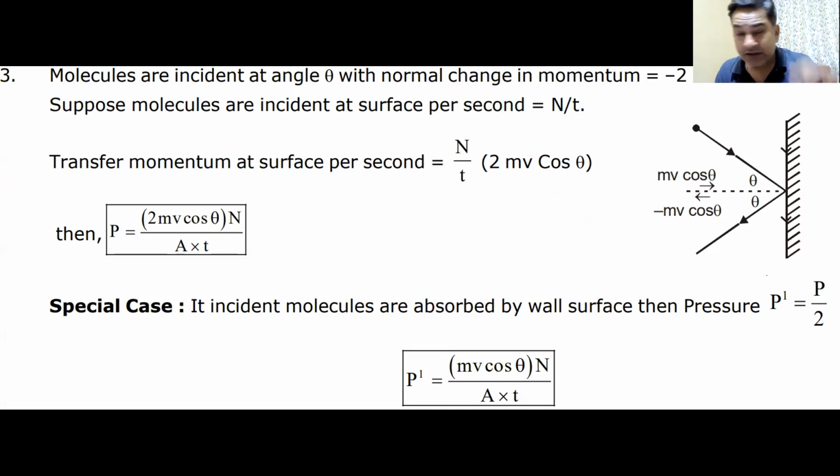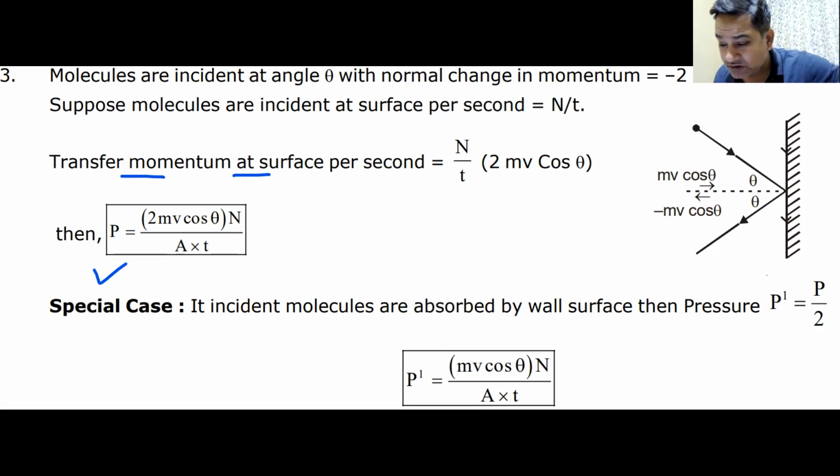Now here you see a collision of one gas particle, one gas atom. You find out how much is the transfer of momentum. It is hitting and it is going back. From that change in momentum, we can find out force, and from that force we can find out pressure, and the formula is P is equal to 2mv cos theta.